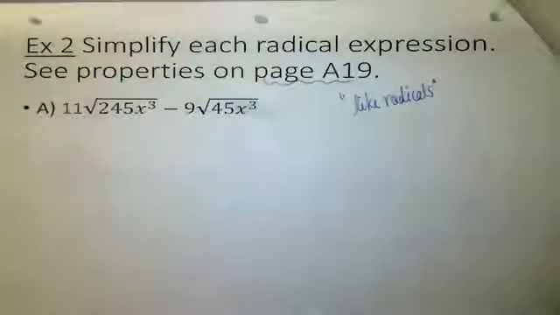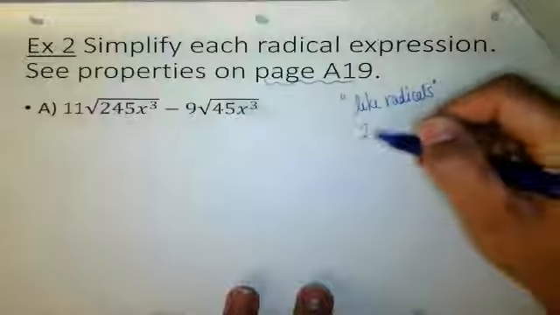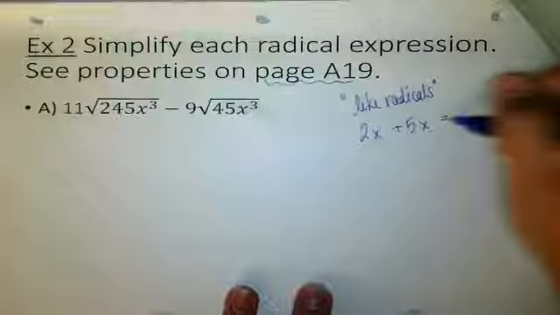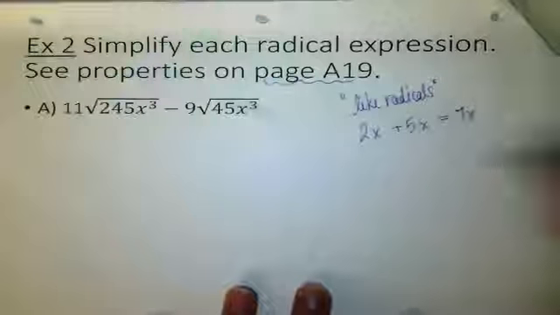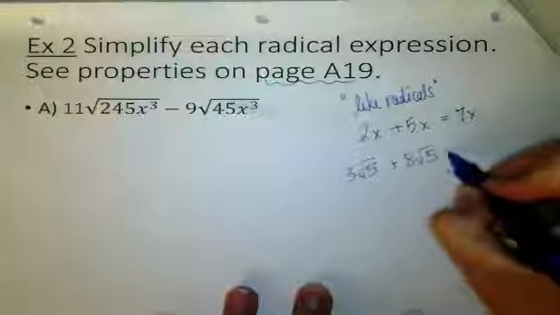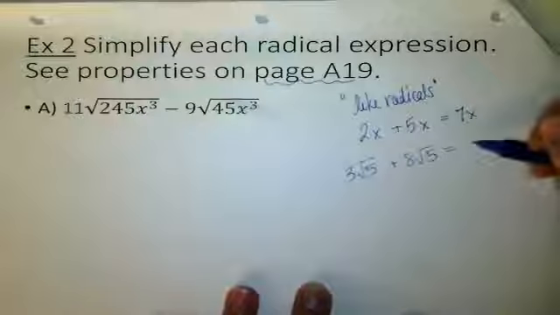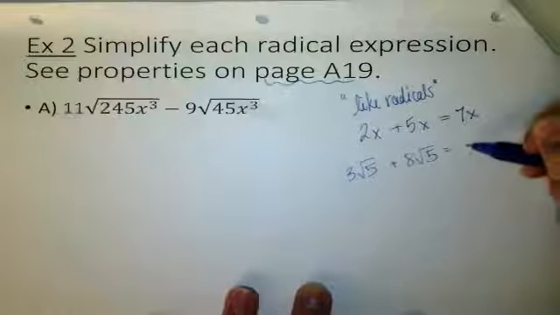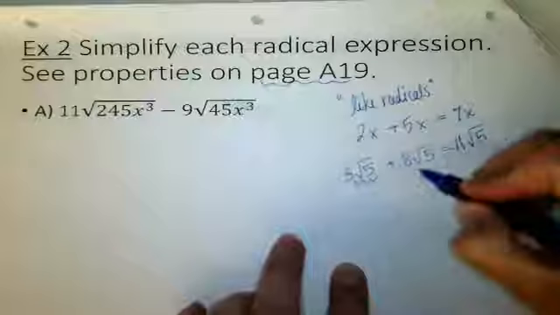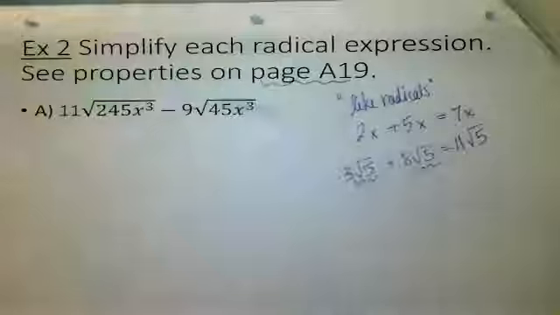They need to be made up of the same parts, like 2x plus 5x. These would be like terms. 2x plus 5x is 7x. 3 radical 5s plus 8 radical 5s is 11 radical 5s. So as long as they're made up of the same thing, all we have to do is add or subtract those coefficients, the numbers in front.